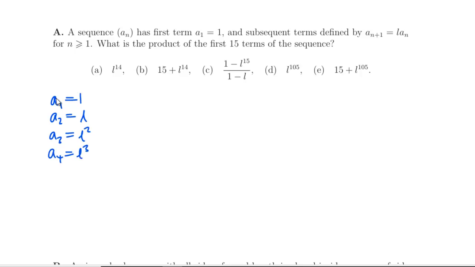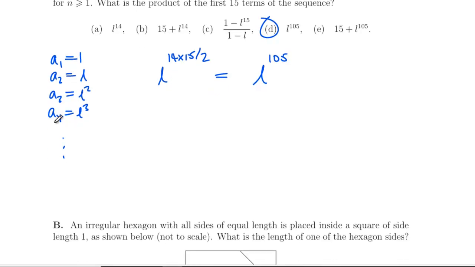And we want the product of the first 15 terms. So we'll be multiplying all these L's together. So we're just adding up the powers. So we're going from 1 up to 14. So that is the 14th triangular number. So we'll end up getting 14 times 15 all divided by 2. 7 15s are 70 plus 35 is 105. So L to the 105. D.